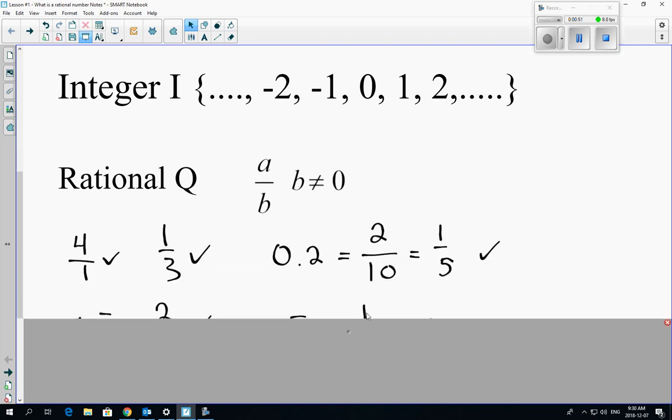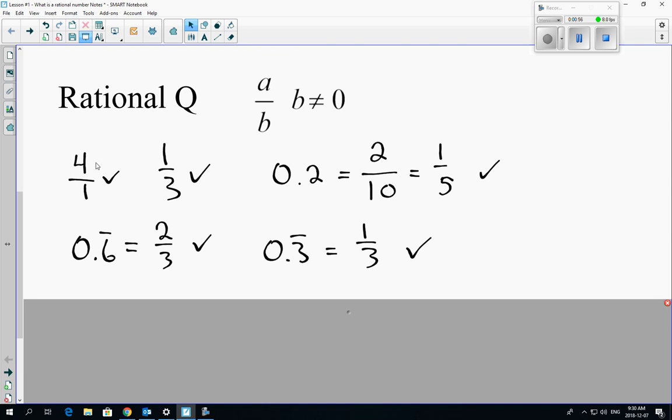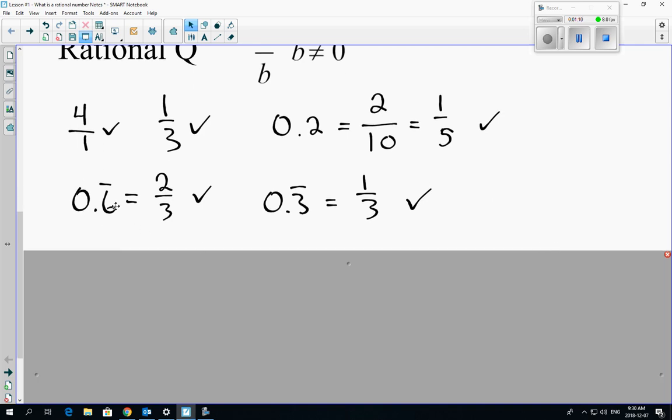So here are some examples, and you can see, like 4. 4 over 1, yep, that's a rational. 1 over 3, it's already in fraction form, that's a rational. 0.2 is a decimal, but we can convert it to a fraction. 2 over 10, which reduces down to 1/5, that's also a rational. 0.6 repeater. Now that number goes on forever, but it can be expressed as a fraction, 2/3, and the other one that kind of goes with it is 0.3 repeater, which is 1/3.